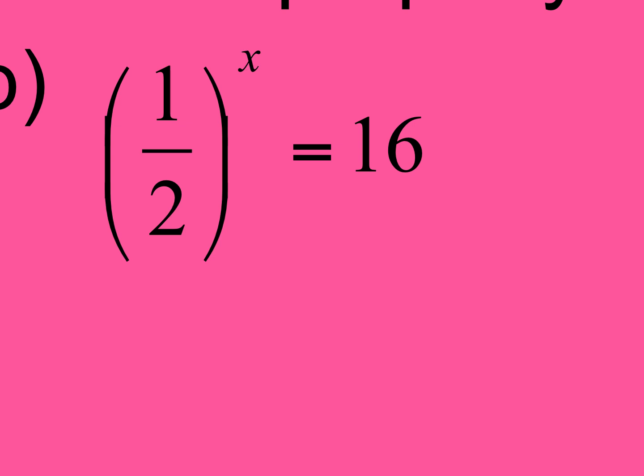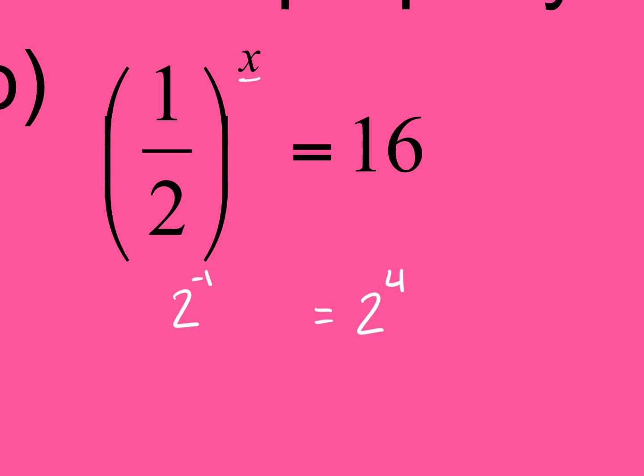So what do you think our common base here would be? I could make them both have a base of 2. 2 to what power gives us 16? 2 to the 4th power would be 16. So notice how we're not changing the value, we're just changing the way that it looks. How could I change 1/2 to have a base of 2? 2 to what power gives us 1/2?